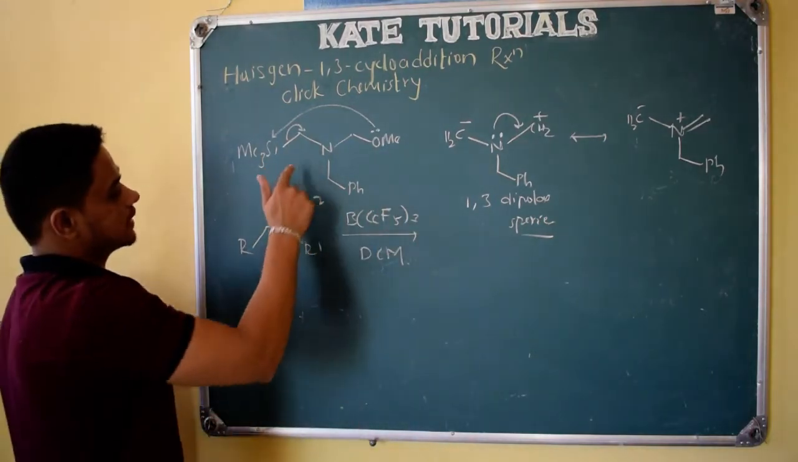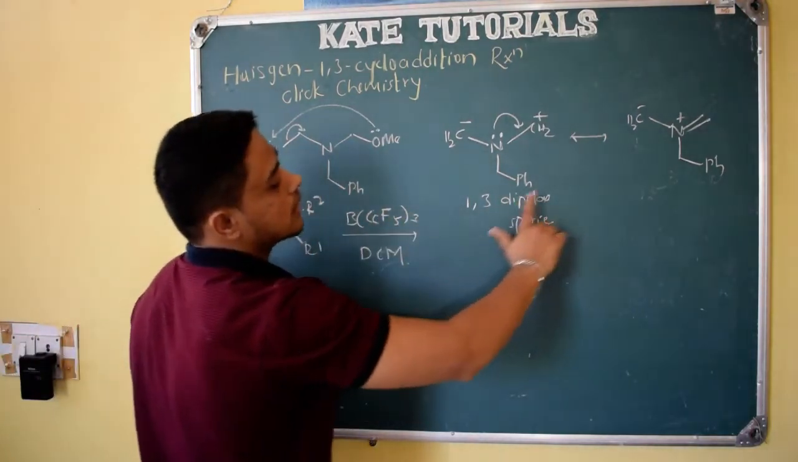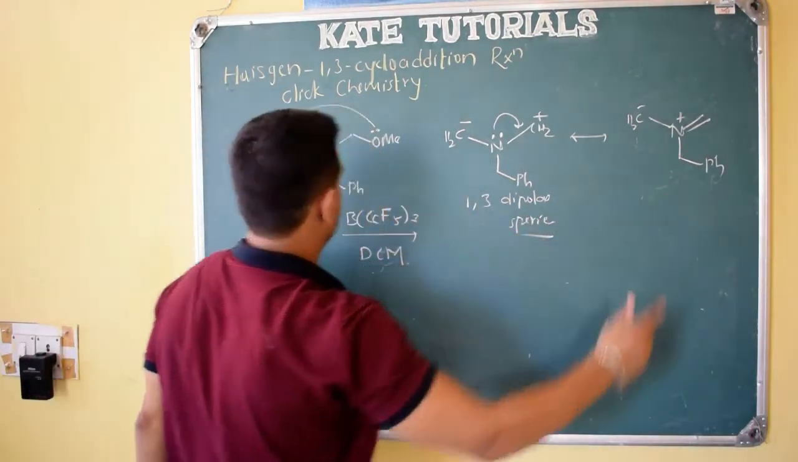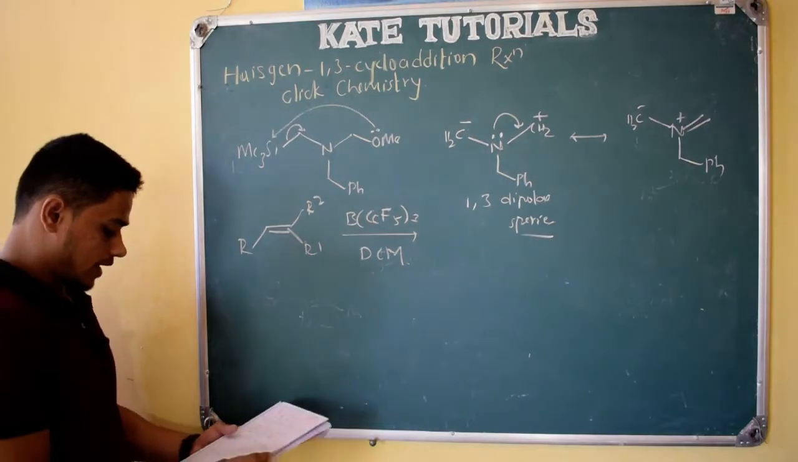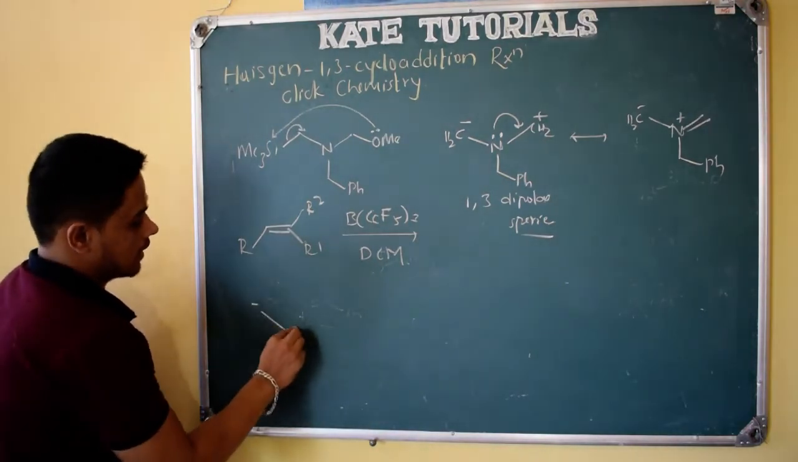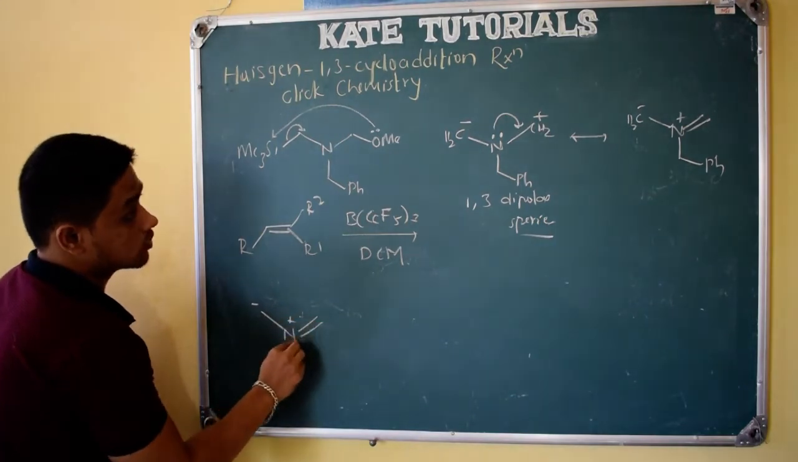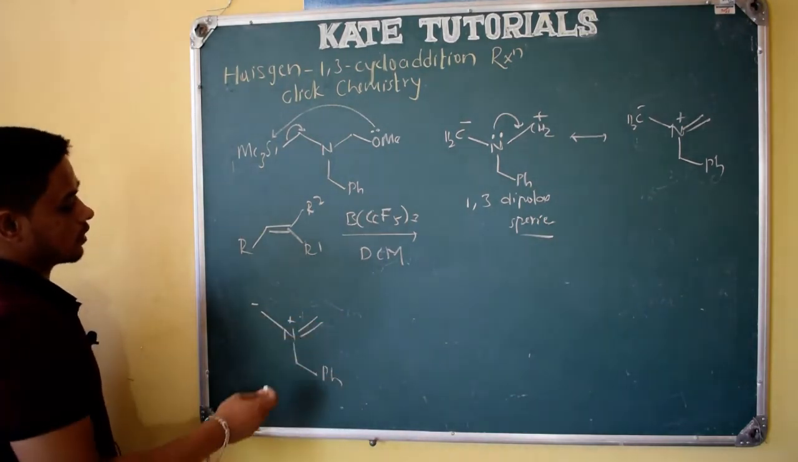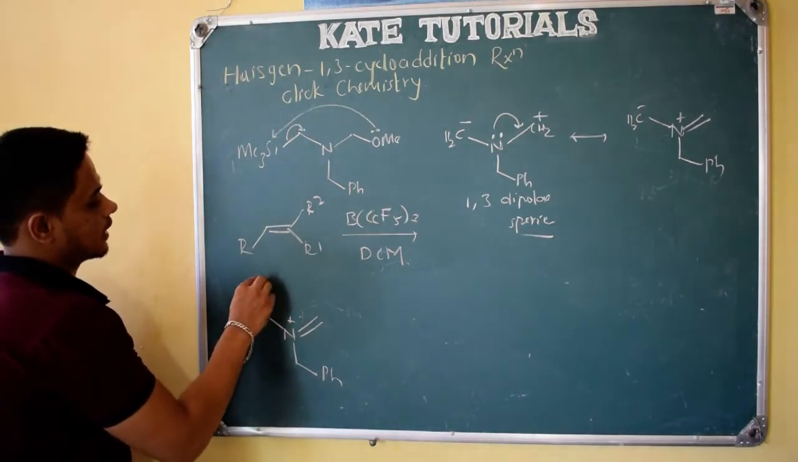First they have given this reagent, and this, and they have asked us to give the product. From this I got this dipolar species. So I have that dipolar species, right? What is the dipolar species? CH2, nitrogen getting positive charge, and Ph, right? So what can it do? It can attack like this.